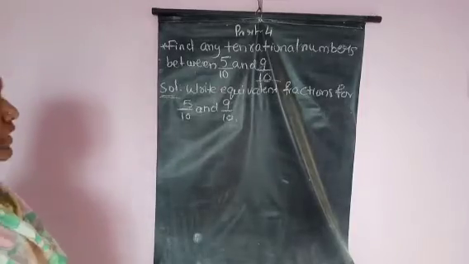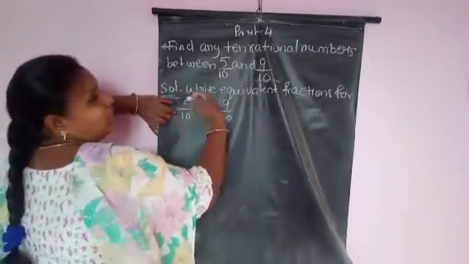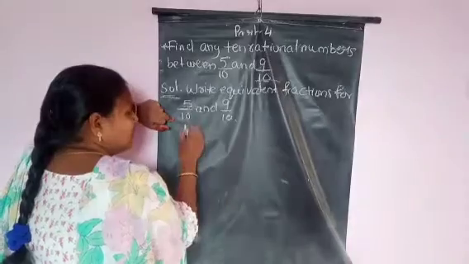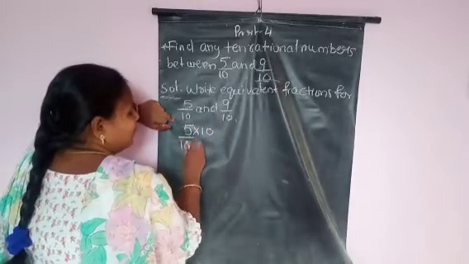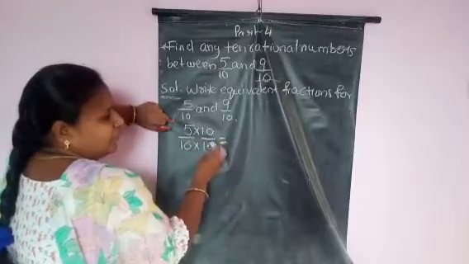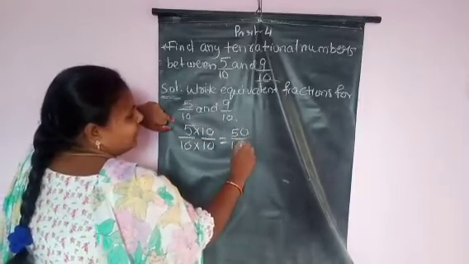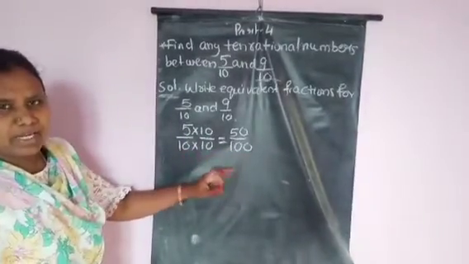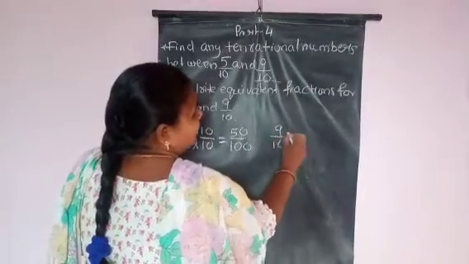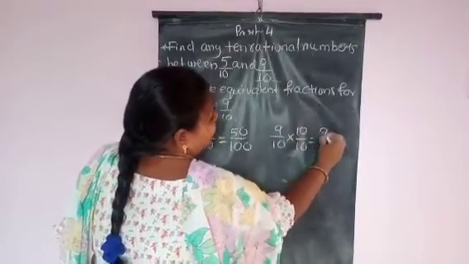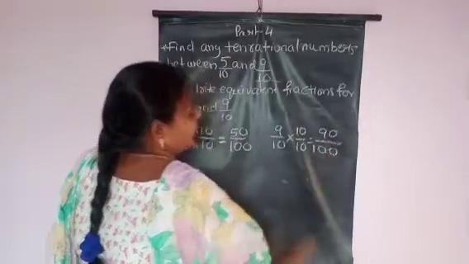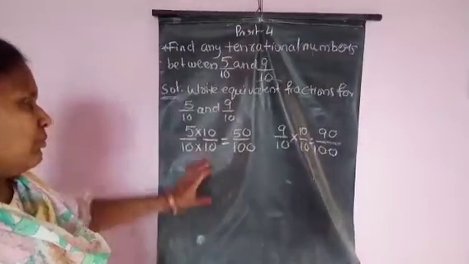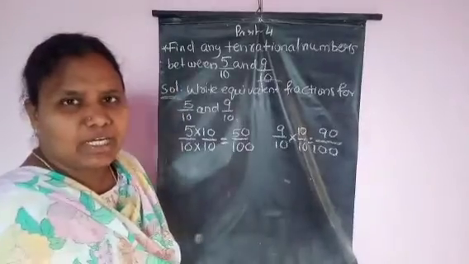So how can we find these? For an equivalent fraction, we multiply both numerator and denominator by the same number. So here I am multiplying both numerator and denominator by 10. So now 5 by 10 is equal to 50 by 100 and 9 by 10 is equal to 90 by 100.